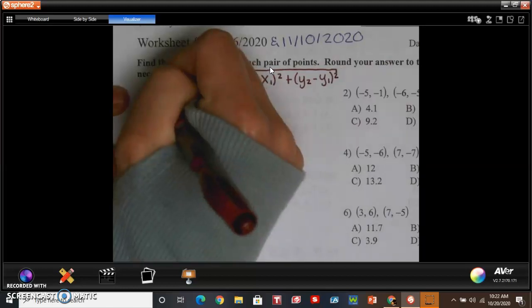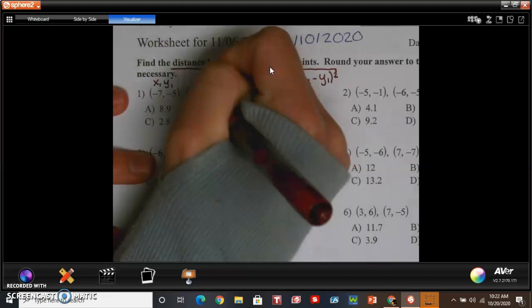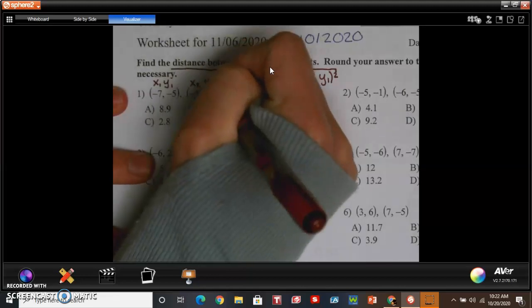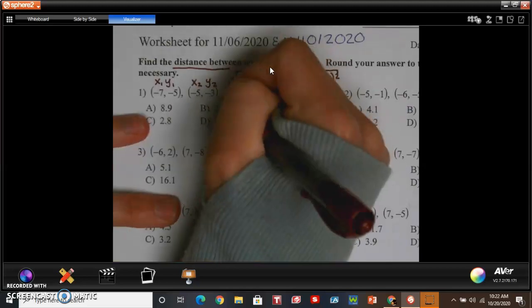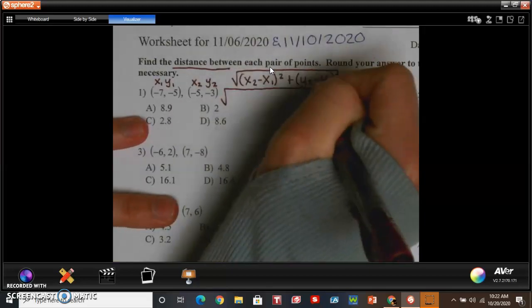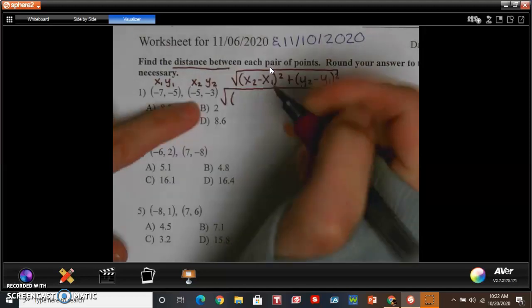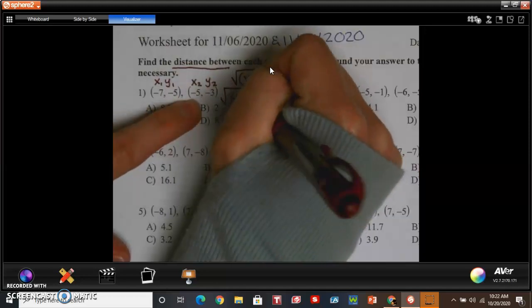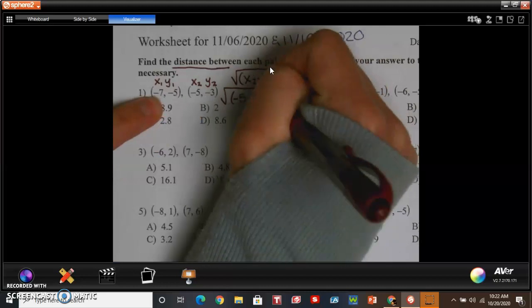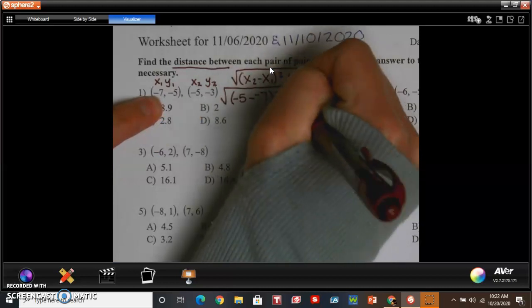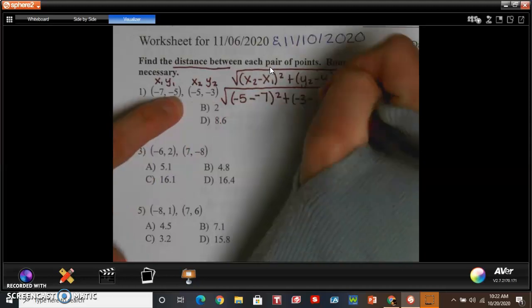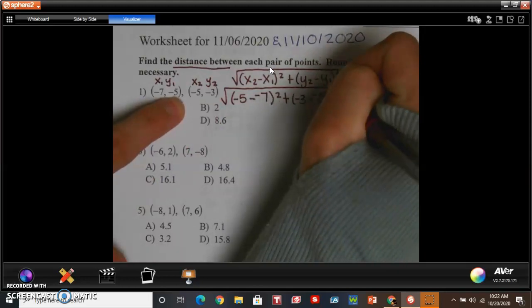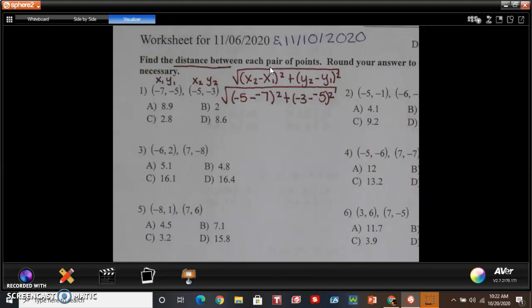So this is x1, y1. This is x2, y2. And then we're going to plug it into our formula. Please do not forget the square root. So we have negative 5 minus negative 7 squared plus negative 3 minus negative 5 squared. Please use a calculator when dealing with these negatives if you're someone who struggles with it.